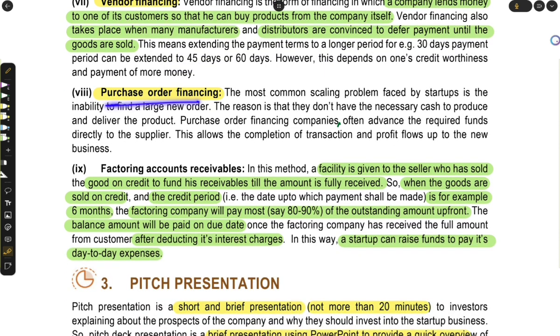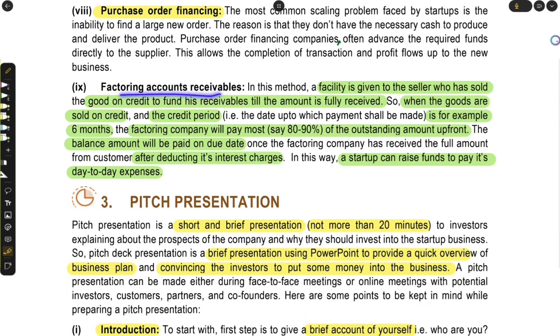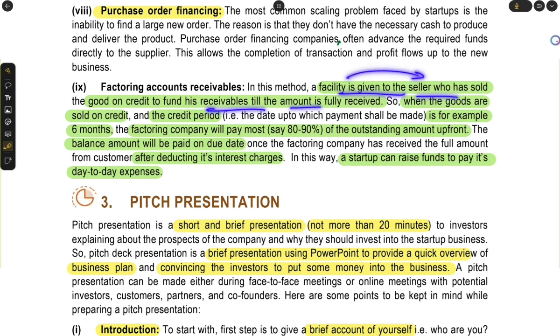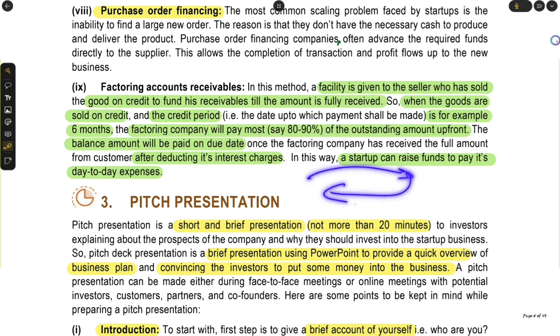Next is purchase order financing, easy term. Then factoring accounts receivable is also an easy term. Startups can sell their debtors. Once they sell something, it is treated as trade receivables. So they sell them and get 80-90% of the amount at the initial stage itself, and when the full amount is realized, they get the remaining portion, after deducting the interest charges that the factoring company will deduct.